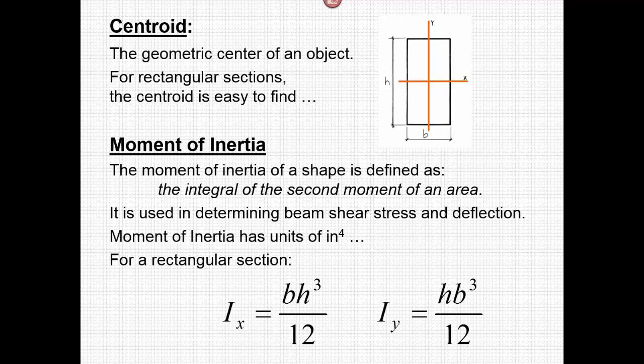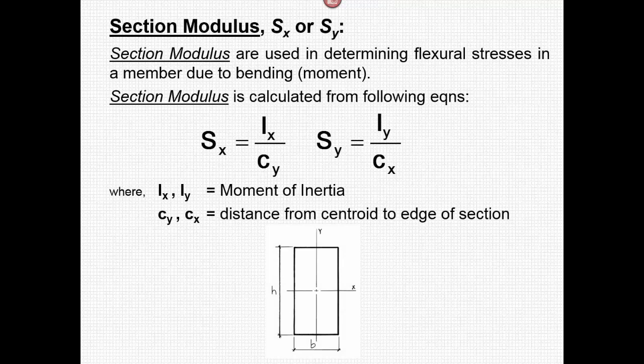For a rectangular section, you can use these equations with B being your base and H being your height. So for example, Ix equals BH cubed over 12. The section modulus is used to determine the flexural stresses in a member due to the bending moment. Here we can see that the section modulus can be found by taking the moment of inertia I in the corresponding X or Y direction and dividing that by the corresponding C, which is the distance from the centroid to the edge of the section.